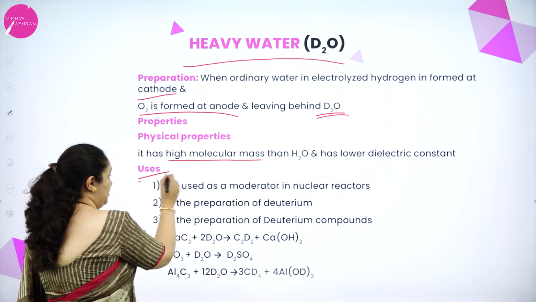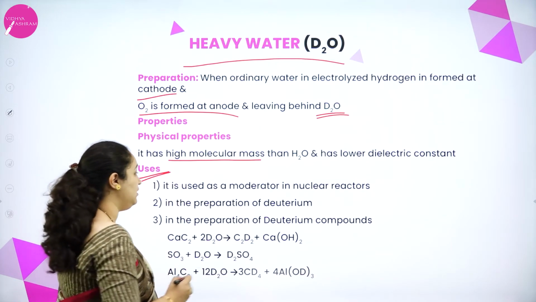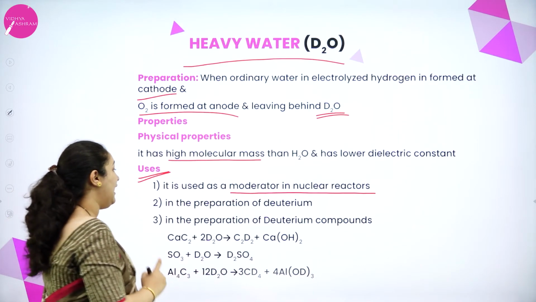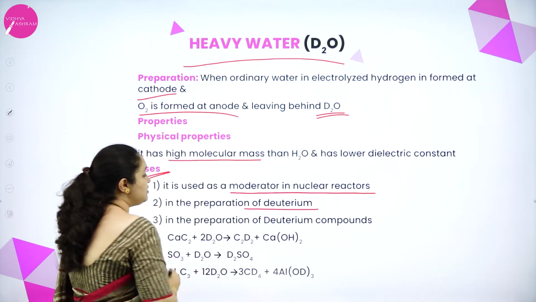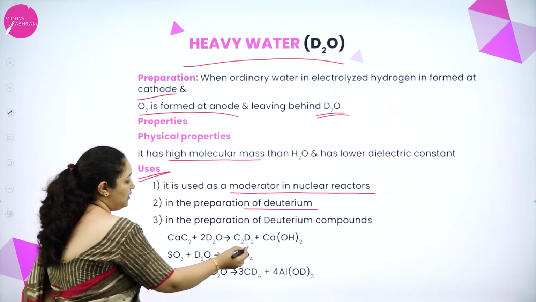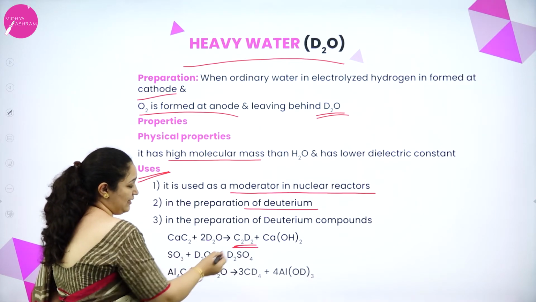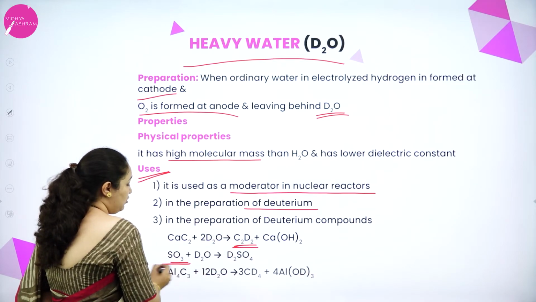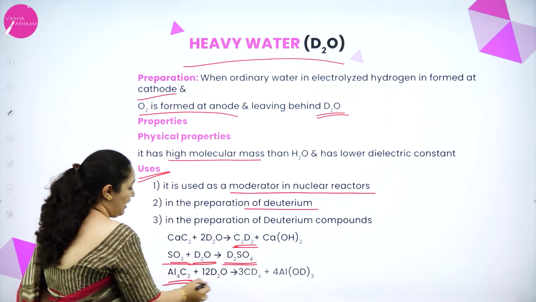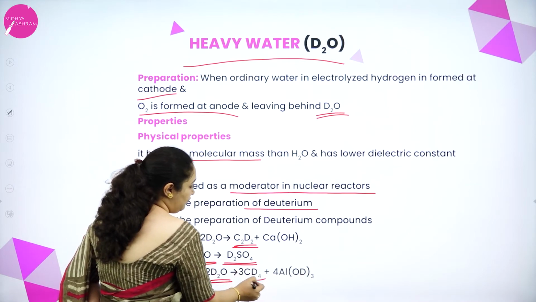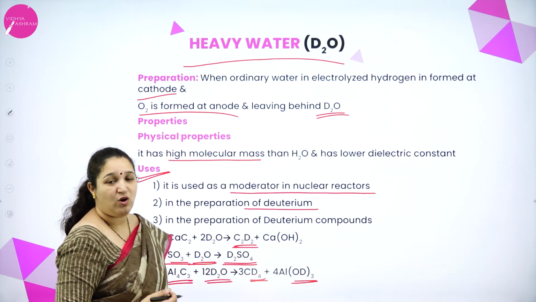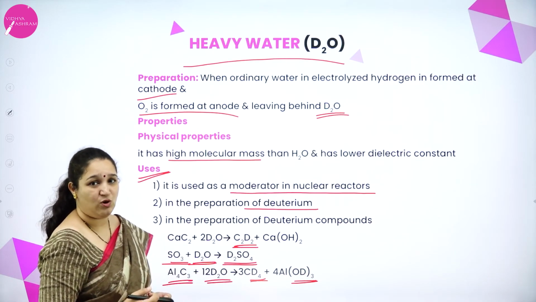Where is it used? The uses are very important for heavy water. It is used as a moderator in nuclear reactors, that is the first use, and then it is used in preparation of deuterium compounds. That is calcium carbide with heavy water will give C2D2, where D stands for deuterium. Okay, SO3 with heavy water gives D2SO4, then aluminum carbide with heavy water will give CD4 and Al(OD)3. So it is used in manufacture of deuterium compounds also.